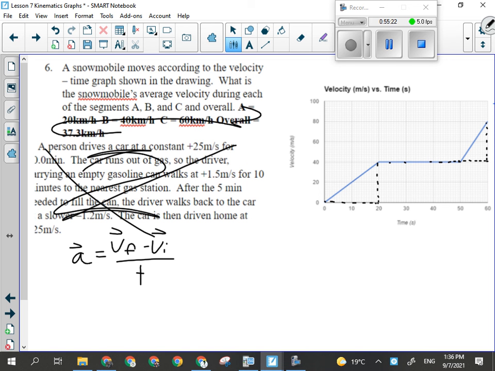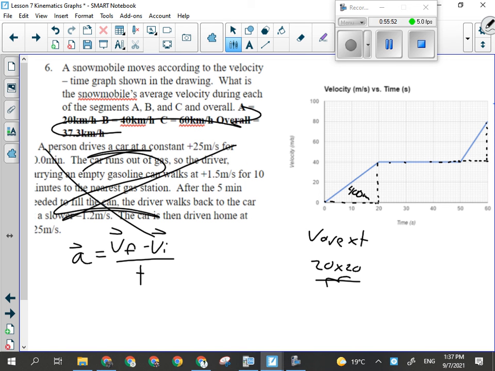Right? So for the first part, I'm going to calculate the total displacement by simply taking average velocity and multiplying by time. The average velocity is halfway between 0 and 40, which happens to be 20. In other words, base times height over 2. So I'm going to take my 20 meters per second and multiply that by 20 seconds. 20 times 20 is 400 meters in that first part.